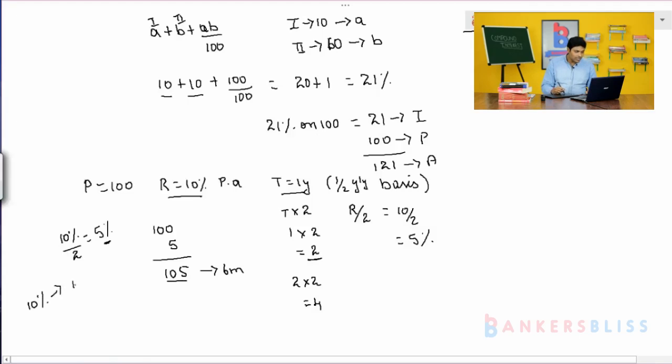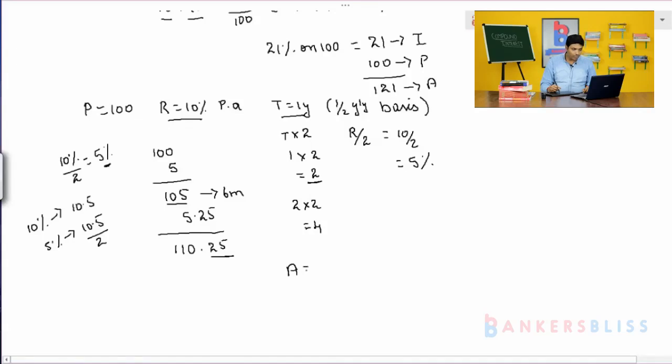10% of 105 means 10.5, and 5% means 10.5 divided by 2, which is 5.25. So altogether you are going to end up with 110.25. So if you compare compounding annually with compounding semi annually, in compounding semi annually after 1 year you got 25 paisa extra when compared to the compounding annually.